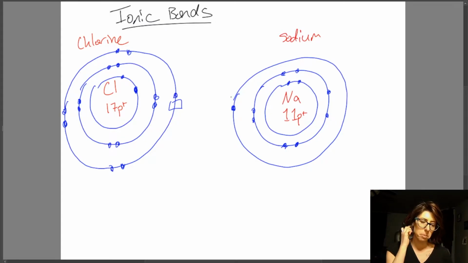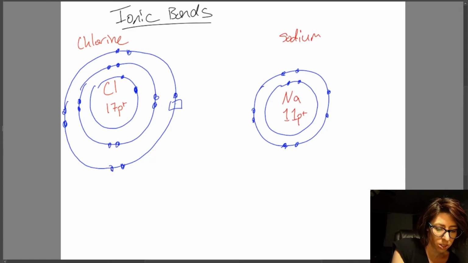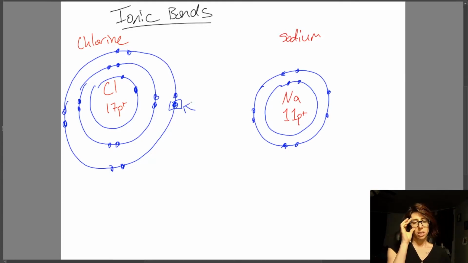So what tends to happen in this case is this electron will just move over here, right? It'll just take this spot. So let's just erase that outer orbital. This electron from sodium goes over here. Now, chlorine has an extra electron. It has 17 protons and 18 electrons, giving it a net charge of -1.